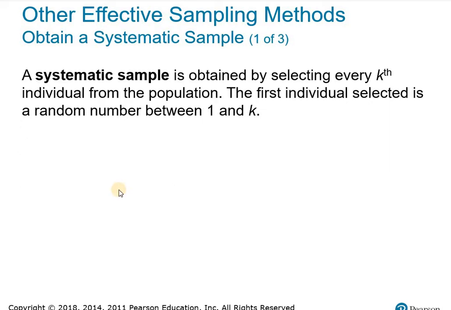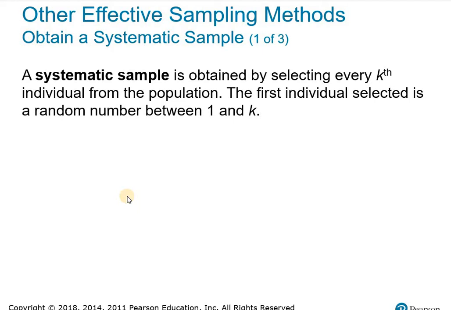The second method is systematic sampling. A systematic sample is obtained by selecting every kth individual from the population. The first individual selected is a random number between 1 and k. So let's say I have 50 students and I want to choose 5 students for my sample. I want to choose a random sample using the systematic sampling method.